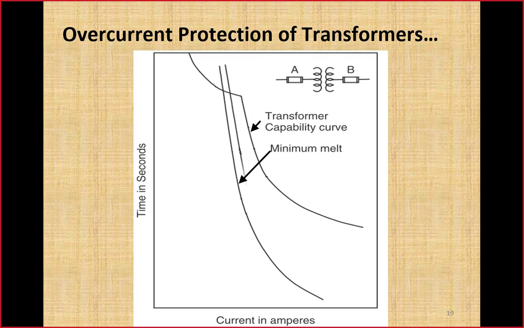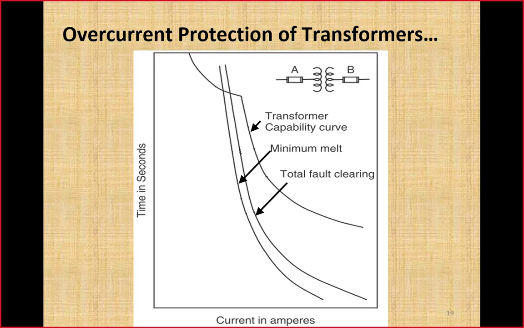Then here is a slightly bigger time known as total clearance time. When a fault occurs, the first curve represents the time taken by the fusible element to melt down, and the second curve shows the time in which the fault will be cleared. So the fault must be cleared before the transformer capability curve approaches. So this is the minimum melt curve and total fault clearance time. The time between these two curves is known as arcing time, in which fault current will exist in the form of arc.